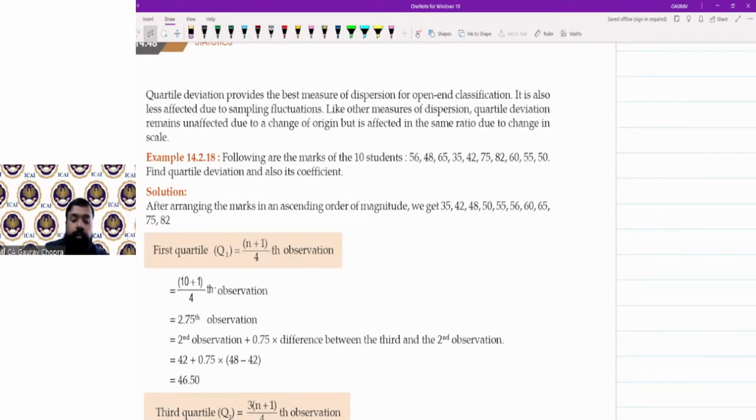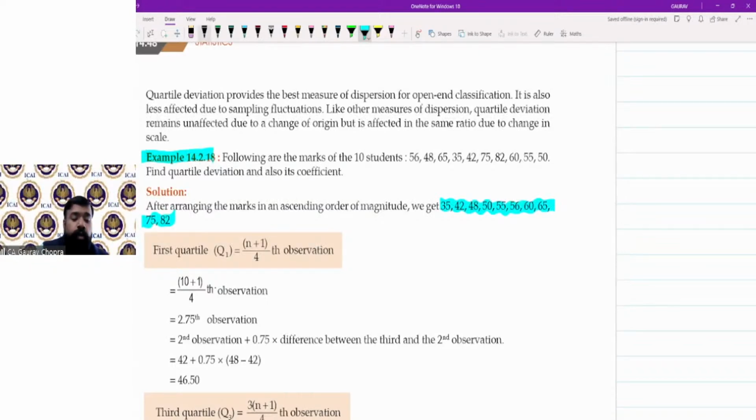Example number 18. Quartile is a positional value. We already know this, and how to calculate quartiles we have covered in the previous chapter, that is measures of central tendency. So the first step is to arrange the series in ascending order. We are given the marks for 10 students. So the first step is to arrange them in ascending order. Here we have arranged them.